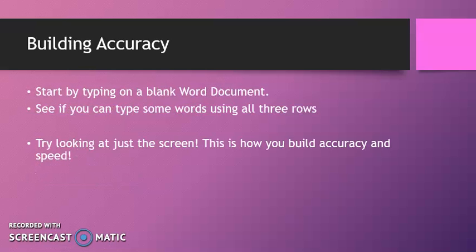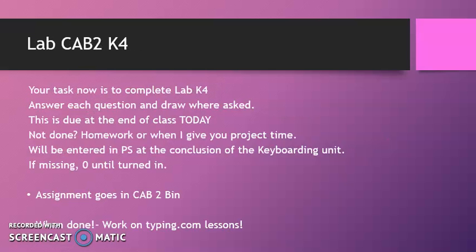To build accuracy, make sure you open up a blank Word document or a blank Notepad file, and then just start typing some words and practicing and getting those fingers into their proper spots. Remember to try just looking at the screen, and that's how you ultimately will build accuracy as well as speed. And at this time, I would tell students to go ahead and complete Lab Cab 2, K4. This lab will cover all of the bottom row keys.